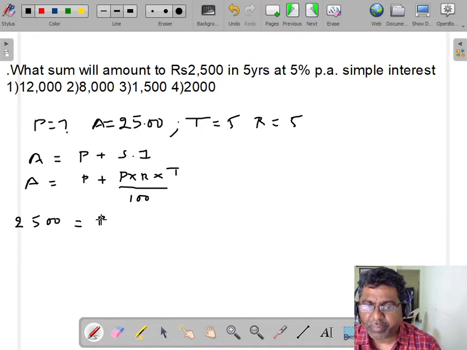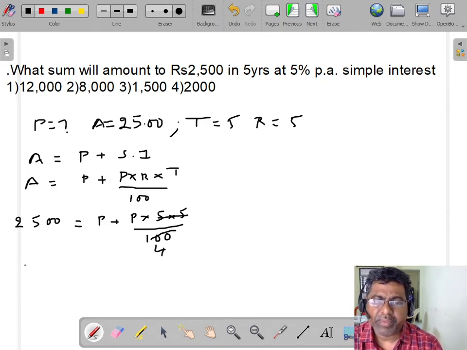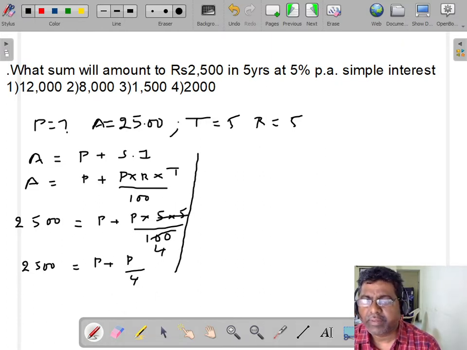2,500 is equal to P plus P into the value of R, which is 5, time is 5, by 100. Here 5 into 5 is 25, and 25 is 25 fours. So the value becomes 2,500 is equal to P plus P by 4. Now we can take the LCM, which is 4: 2,500 is equal to 4P plus P, 5P by 4. 5P by 4, 5 ones are 5, 5 fives are 25, so 500.